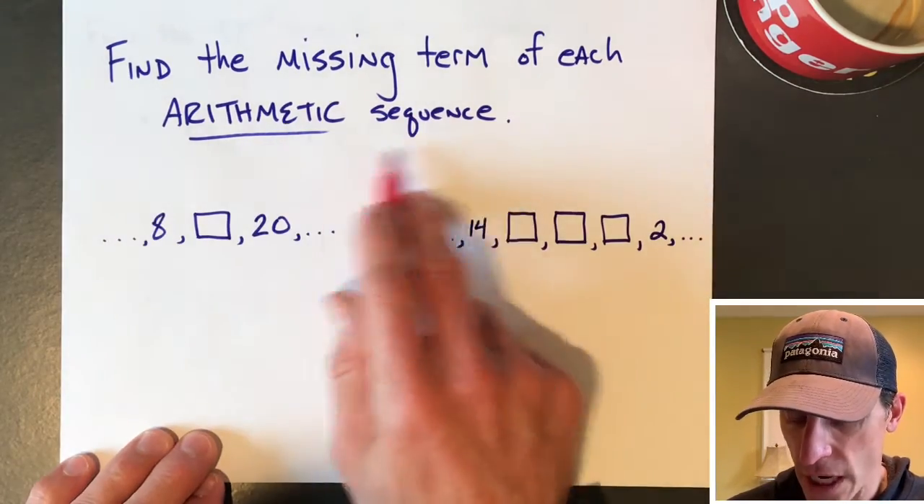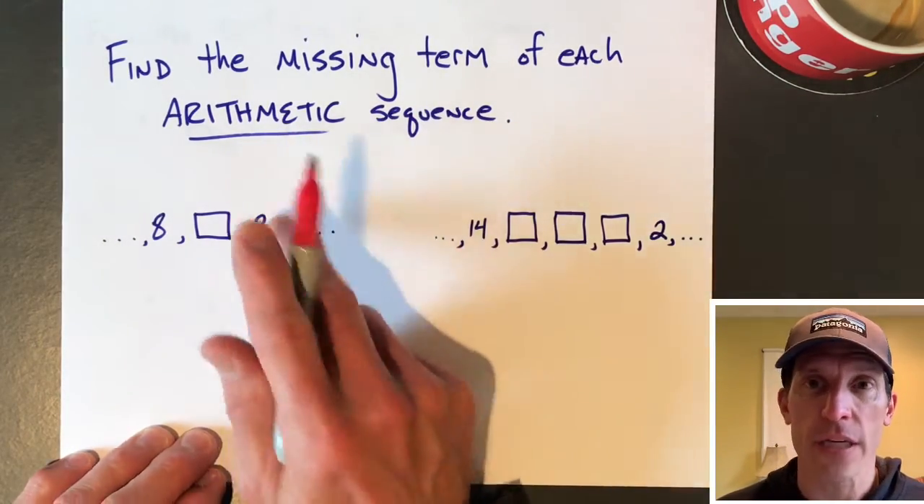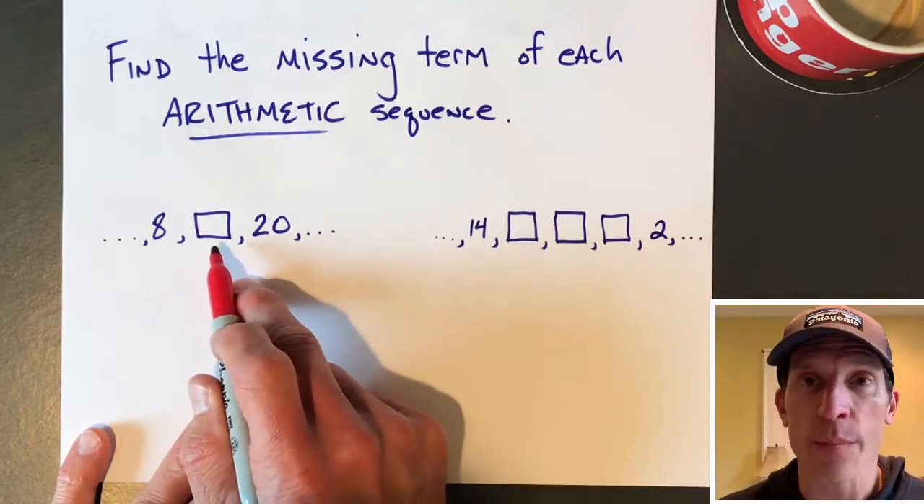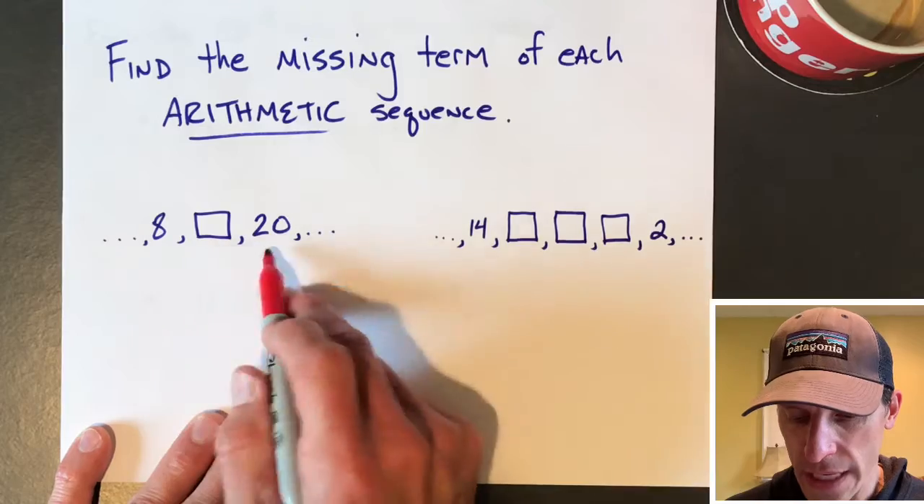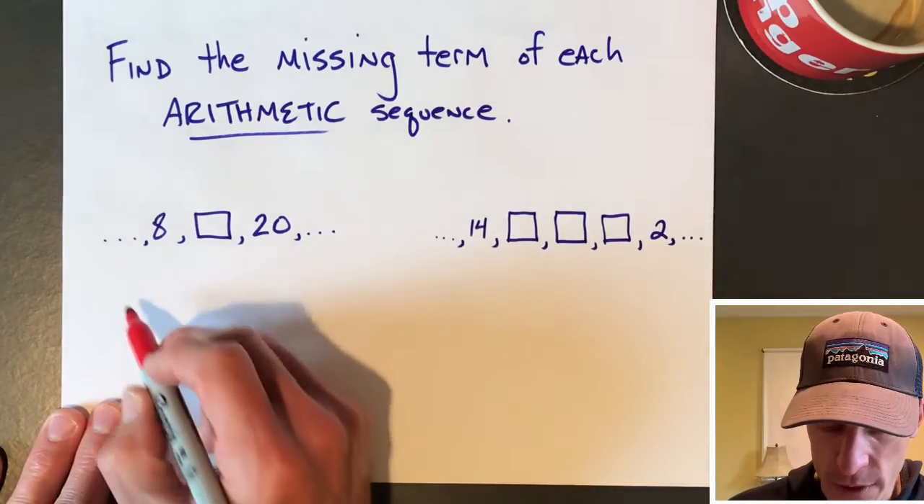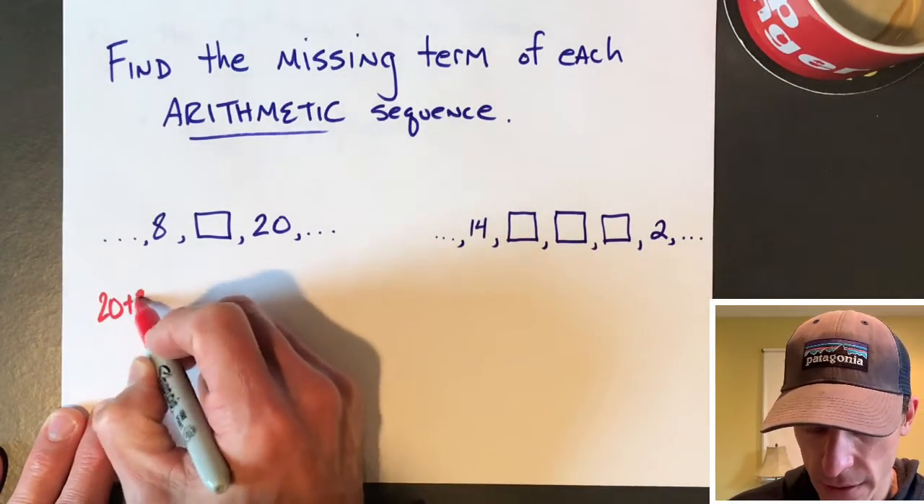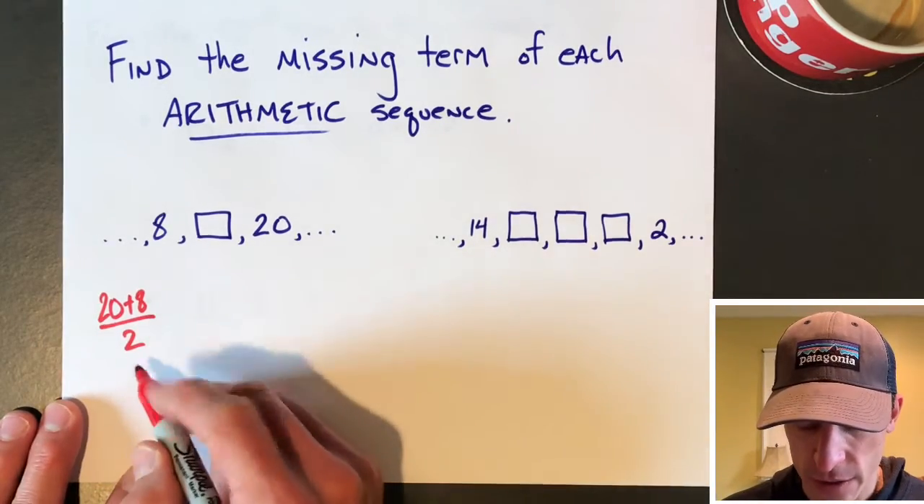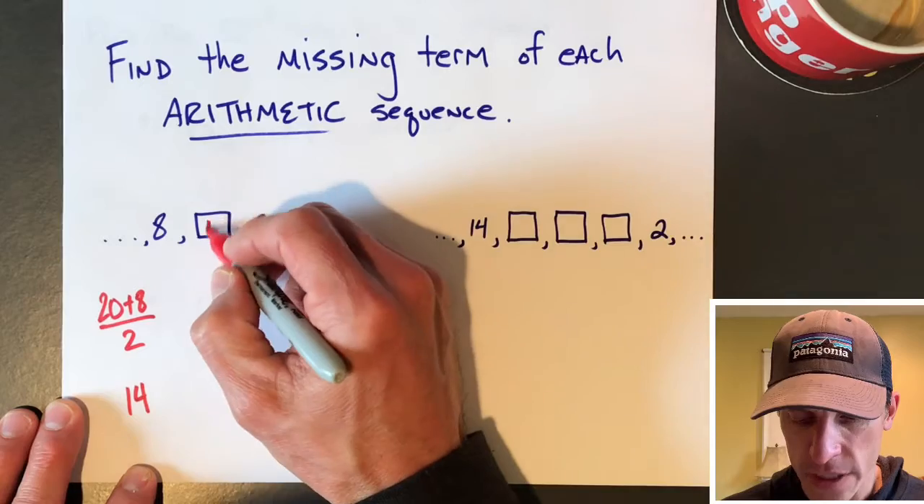Find the missing term in each arithmetic sequence. I see arithmetic, so I know I can use the arithmetic mean. Here's what I want to identify. I want to know the number exactly in between 20 and 8. So one option would be to just take 20 plus 8 and divide it by 2. That would give me the number exactly in between. 28 divided by 2 is 14, so I could put a 14 in here.